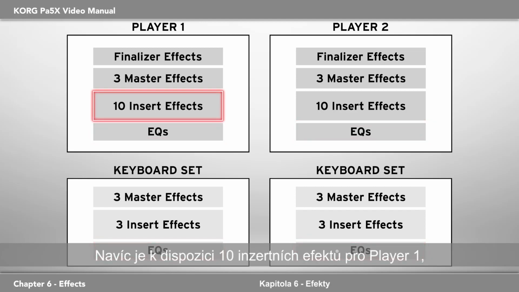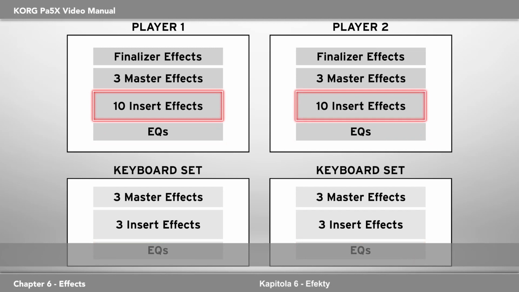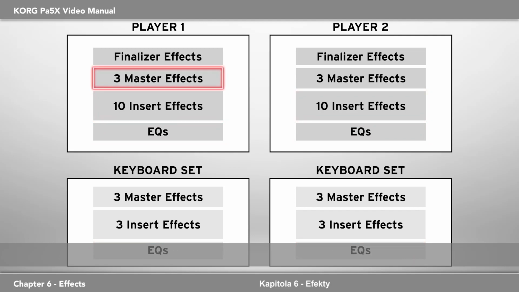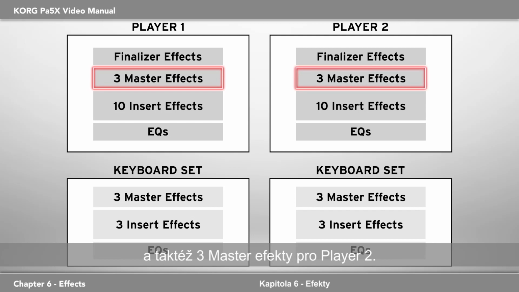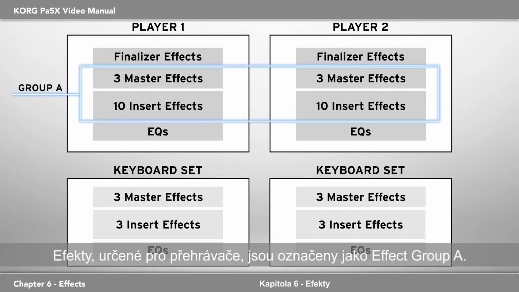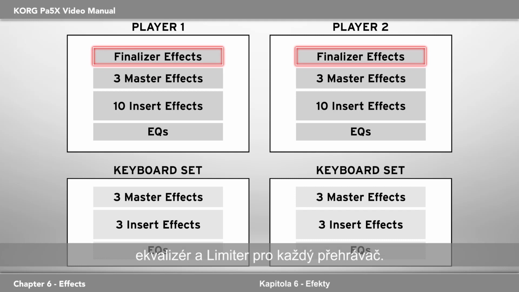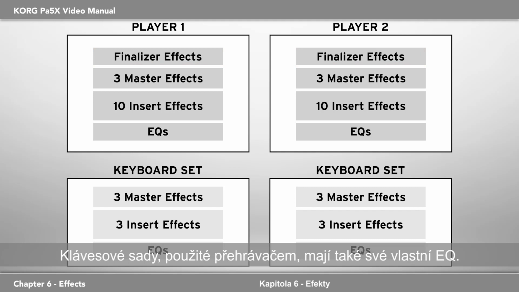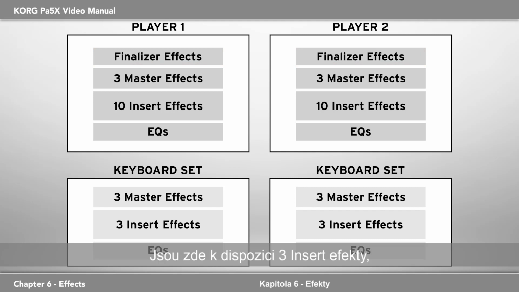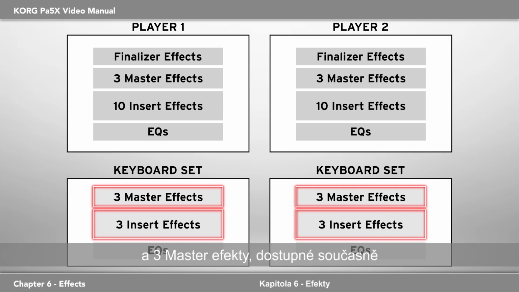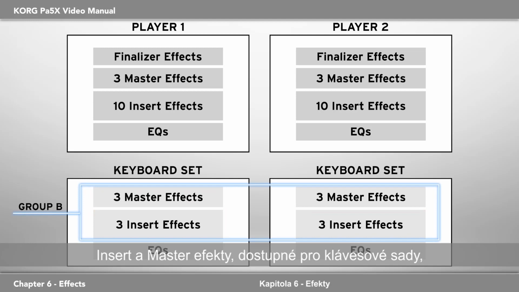Plus there are 10 insert effects available for player 1, and simultaneously 10 insert effects available for player 2. There are 3 master effects available for player 1, and simultaneously 3 master effects available for player 2. The effects available to the players are referred to as Effect Group A. Plus, there is a set of finalizer effects, an equalizer and a limiter for each of the players. The keyboard sets being used with each player each have their own EQs and effects as well. There are 3 insert effects available and 3 master effects available simultaneously for the 2 current keyboard sets. The insert and master effects available to the keyboard set are referred to as Effect Group B.